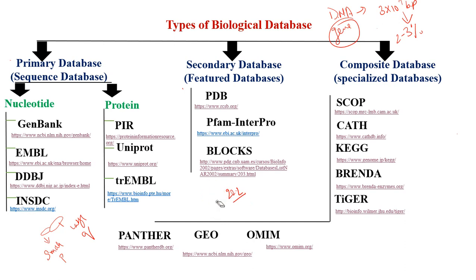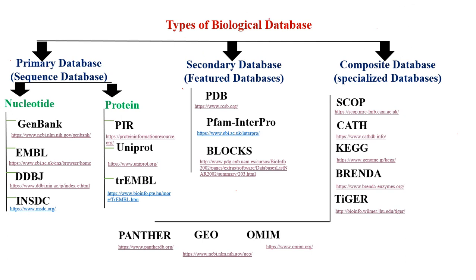In the same way, if you want to know about any genetic disorder, you can find it out from the OMIM database. This is the detailed description about the biological databases. All links are available. Just send me a message in the comment section and I will share these details with you.